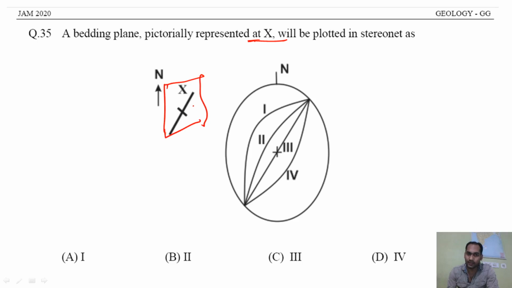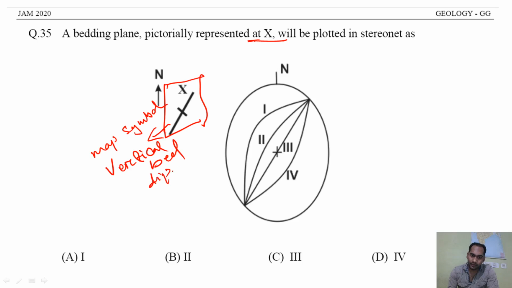Here the symbol is representing a type of bed, right? This is a map symbol. This symbol represents a vertical bed. Vertical bed means what? Dip is 90 degrees, right? In maps you can see this other symbol. That means what? There is an inclined bed. This is the symbol of an inclined bed.